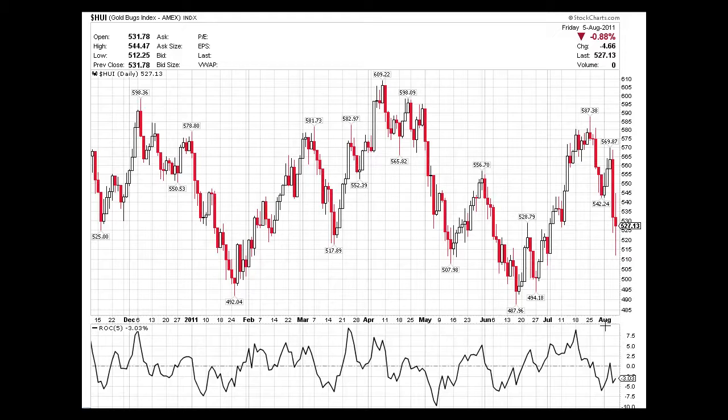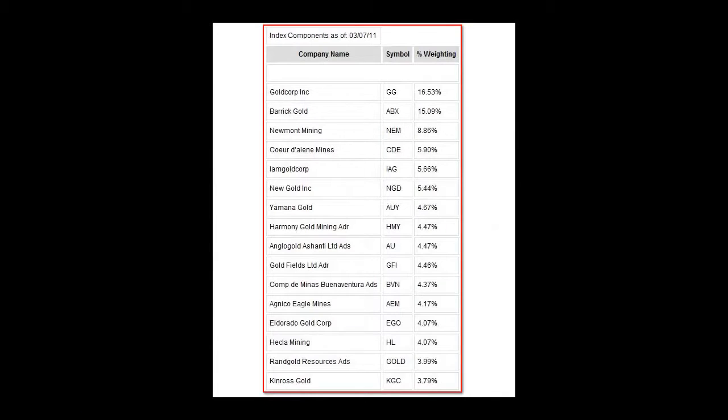So check in again. This is for the people who don't quite get what the HUI is. The HUI is an index of miners, which are not just ordinary miners. They're the biggest miners in gold and silver in the world. And 45% of the index is Goldcorp, Barrick Gold, Newmont Mining, Coeur d'Alene. Anyway, the remaining 13 companies or whatever it is have about 5% each.